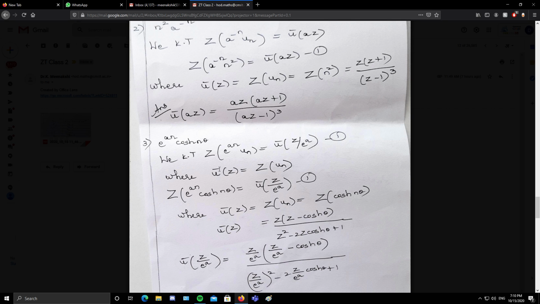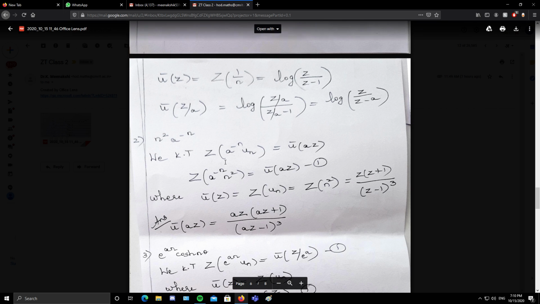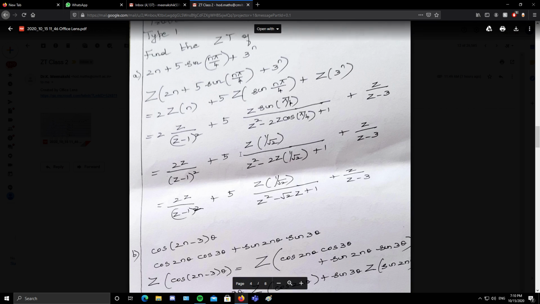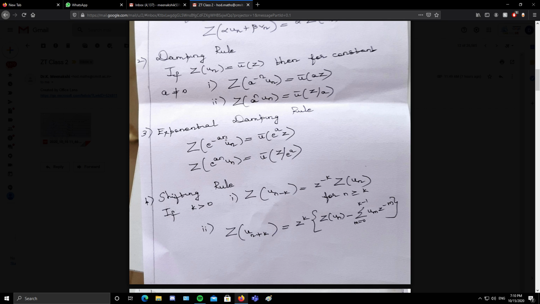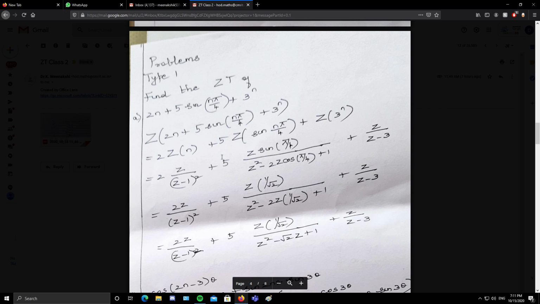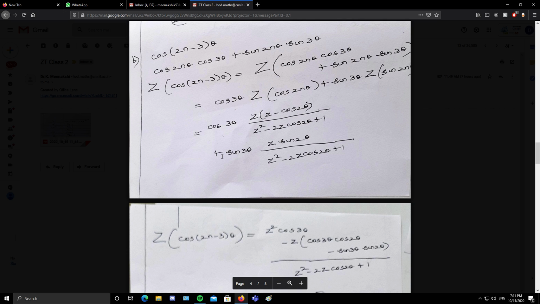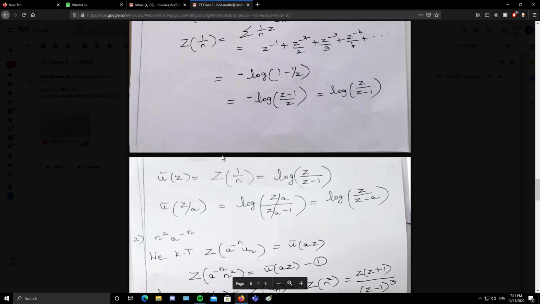Now we will see two problems from the exponential damping rule. In place of a, you will have e power a. You see here, in place of a power minus n, you have e power minus an. In place of a power an, you have e power an. So we will see one problem from both types of exponential damping rule.